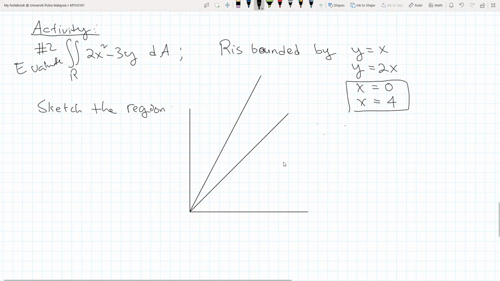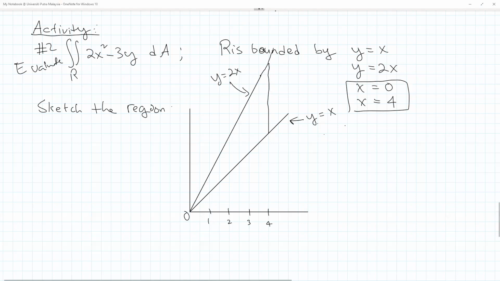Okay. So this is y equals to 2x. And this is y equals to x. Okay, so this is 0. And then let's say this is 1, 2, 3, 4. Oh, not enough. So let's extend it a bit. So this is the region that we are interested in.